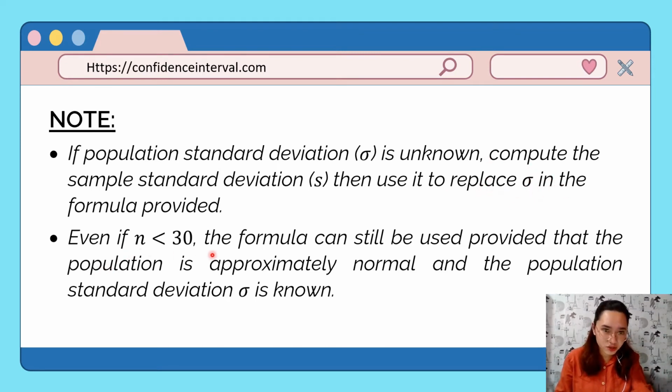Kapag naman po less than 30 ang ating sample size, pwede pa rin pong gamitin yung ating formula na yun, given that our population is approximately normal and the population standard deviation is given. And so, paano naman po kapag hindi na given ang ating population standard deviation at less than 30 yung ating sample size? So, iba naman po yung gagamitin natin formula.